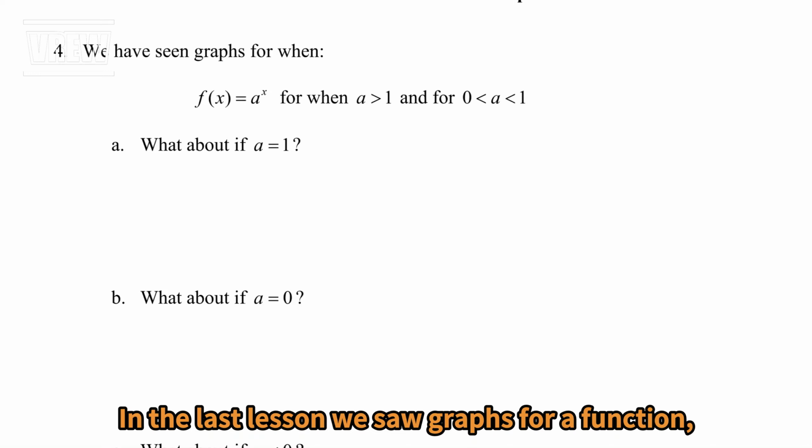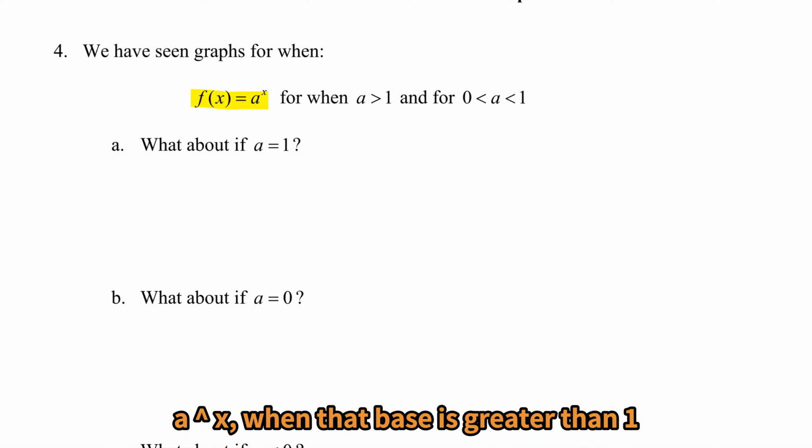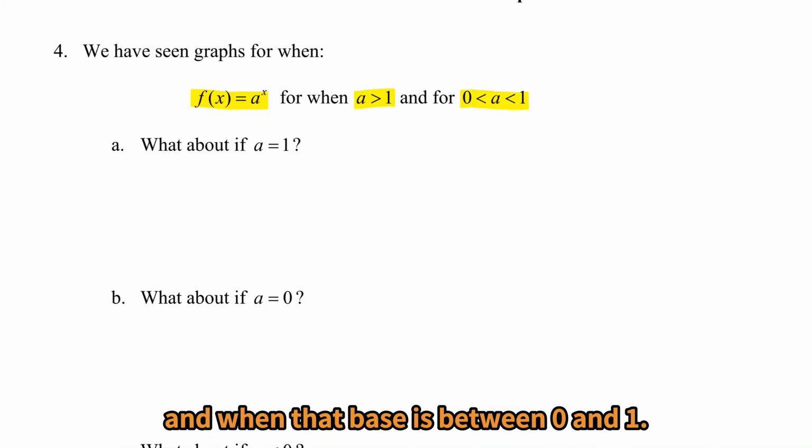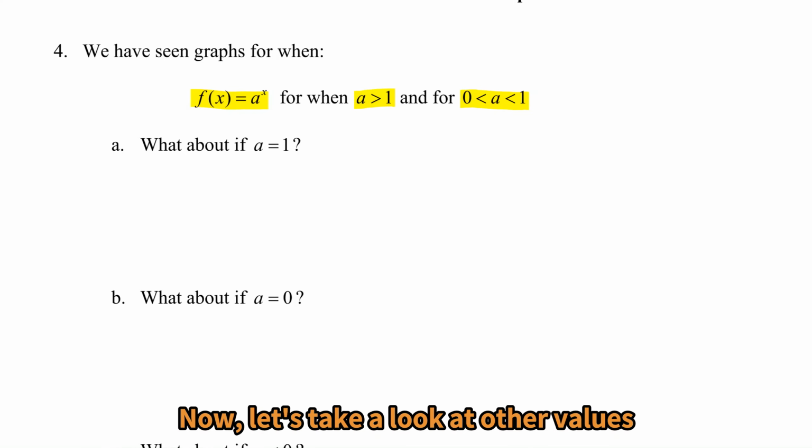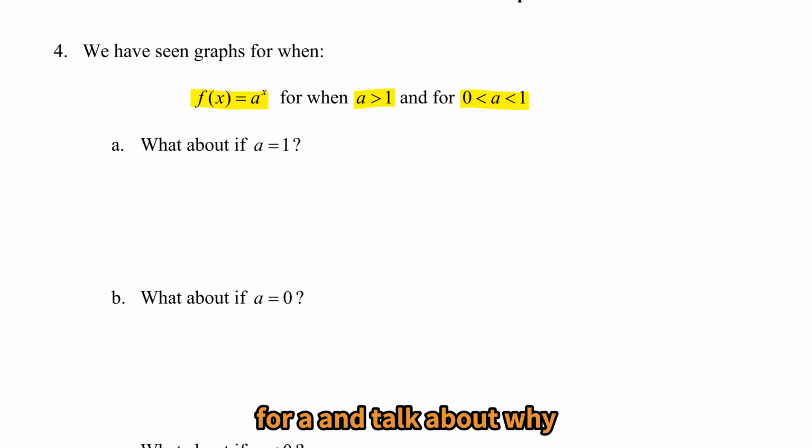In the last lesson, we saw graphs for a function a to the power x when that base is greater than 1 and when that base is between 0 and 1. Now let's take a look at other values for a and talk about why they don't exist.